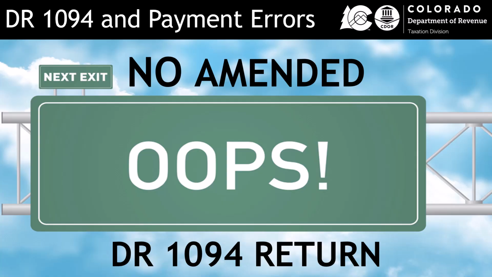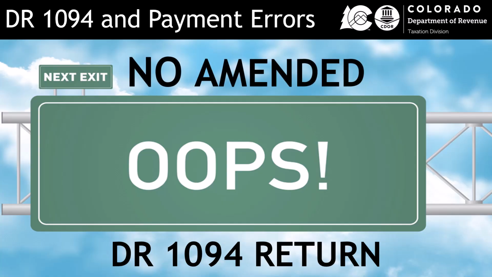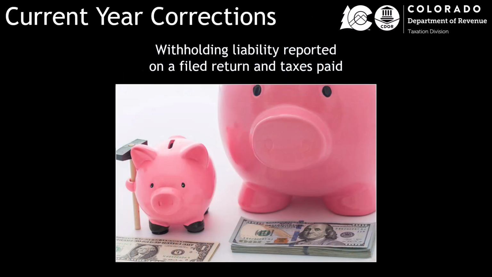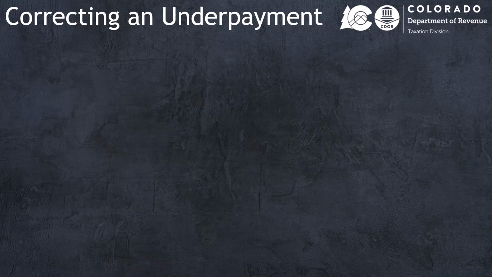I am going to repeat this one more time as it is very important. There is no amended version of the DR 1094. Instead, Colorado wage withholding discrepancies are resolved in subsequent filing periods within the same calendar year or when reconciling for the entire calendar year. How to correct the error depends on whether the withholding tax was understated and underpaid, or overstated and overpaid. Return payments made to the same filing period are summed together.